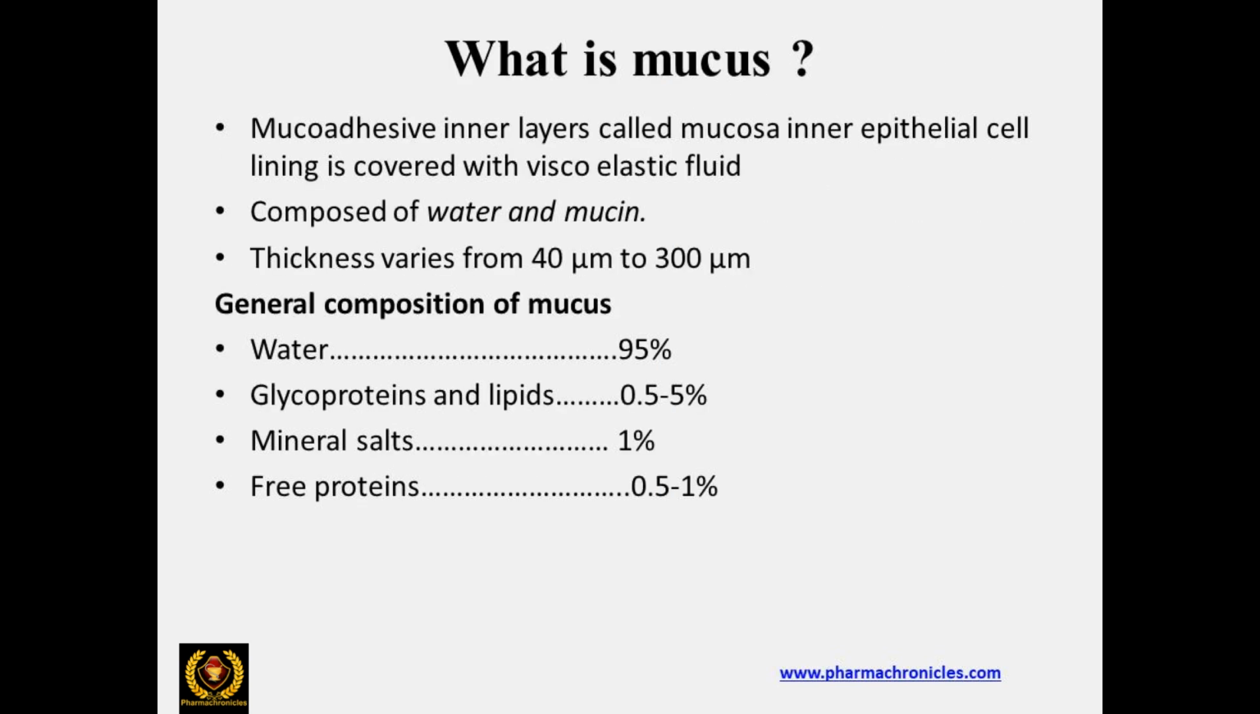What is mucus? The inner layers are called mucosa. The inner epithelial cell lining is covered with viscoelastic fluid composed of water and mucin. Thickness varies from 40 μm to 300 μm. General composition of mucus: water, 95%; glycoproteins and lipids, 0.5–5%; mineral salts, 1%; free proteins, 0.5–1%.